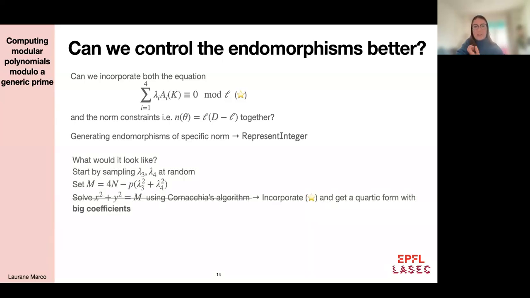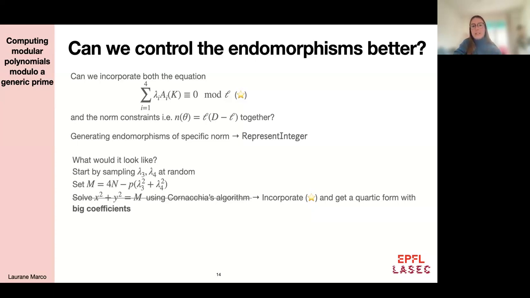So what would it look like? You sample the last two coefficients, lambda 3 and lambda 4, at random. Then you set m to be 4, and the 4 comes from the full version of represent integer, minus p times lambda 3 squared plus lambda 4 squared. And usually you would just solve x squared plus y squared equal n using Kronecker's algorithm and call it a day.